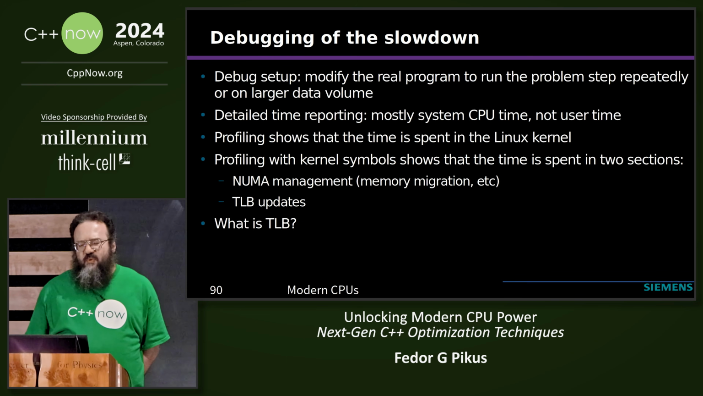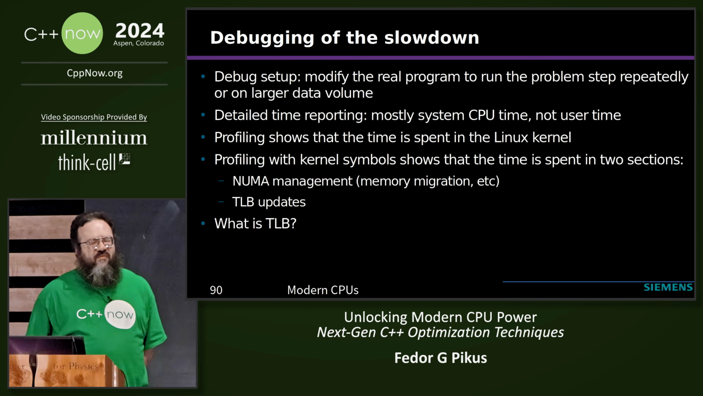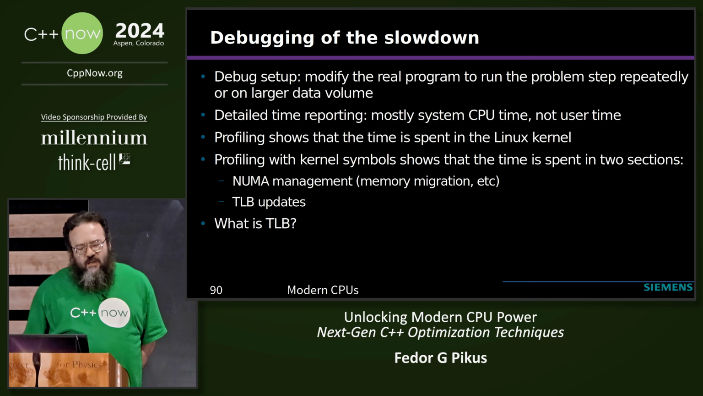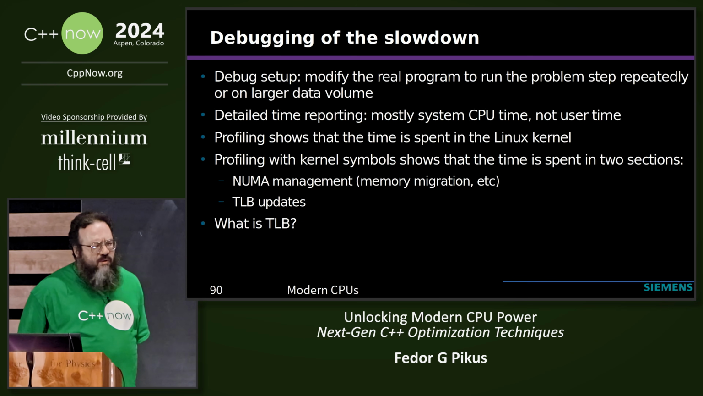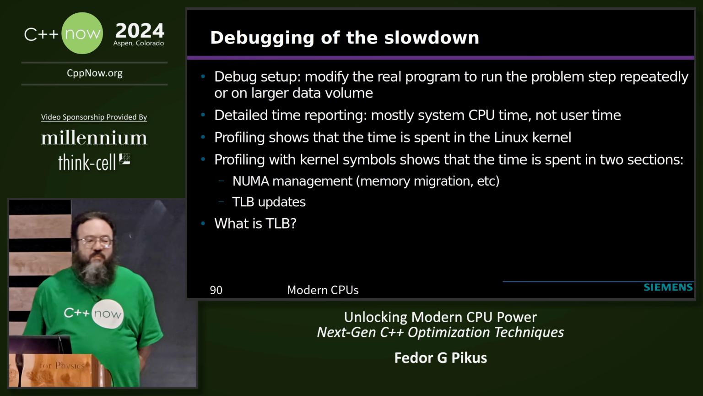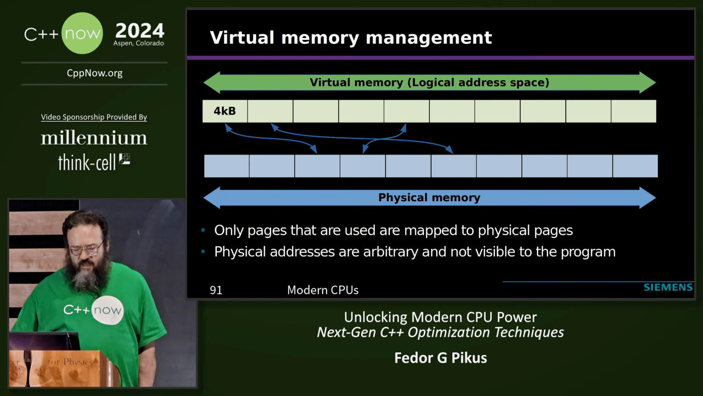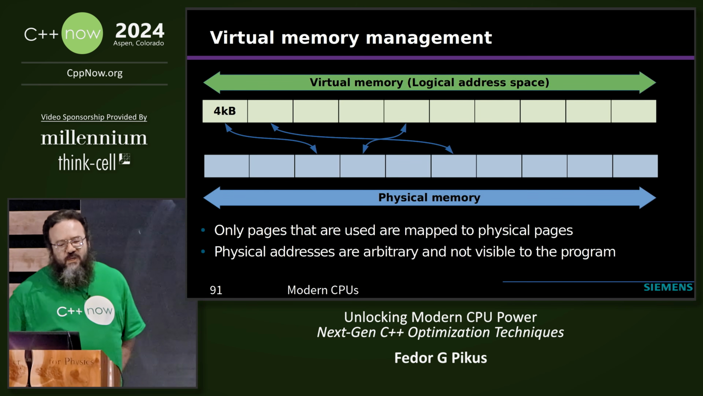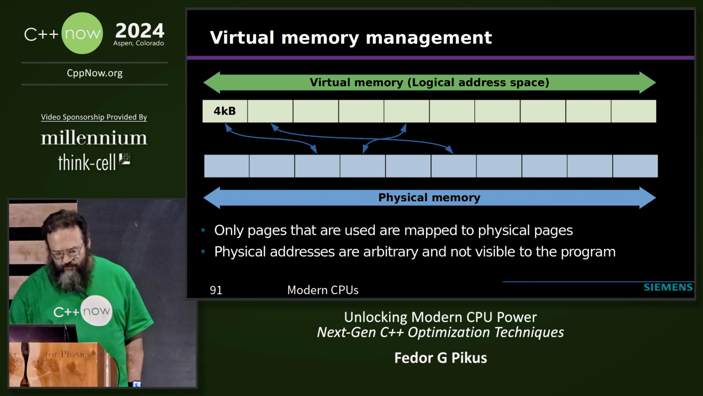Install the kernel symbols, get the root access, profile the kernel. Doing 2 things: NUMA management, like memory migration and all the related stuff, NUMA load balancing, and TLB updates. Okay, so what the heck is TLB? Now we need to know how virtual memory is managed, and that's on the OS part.